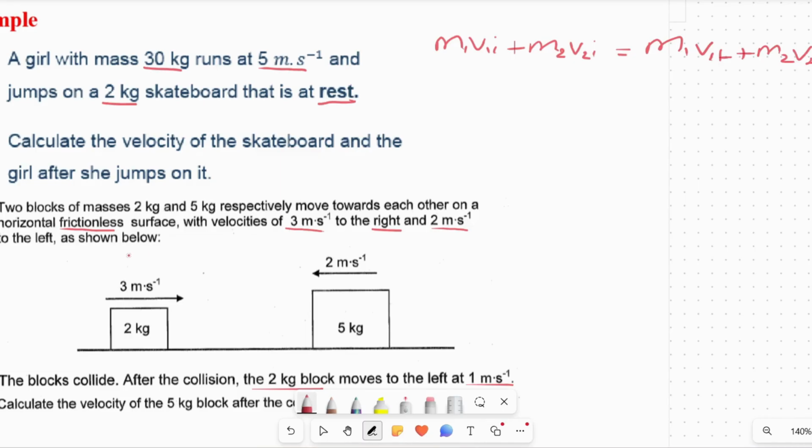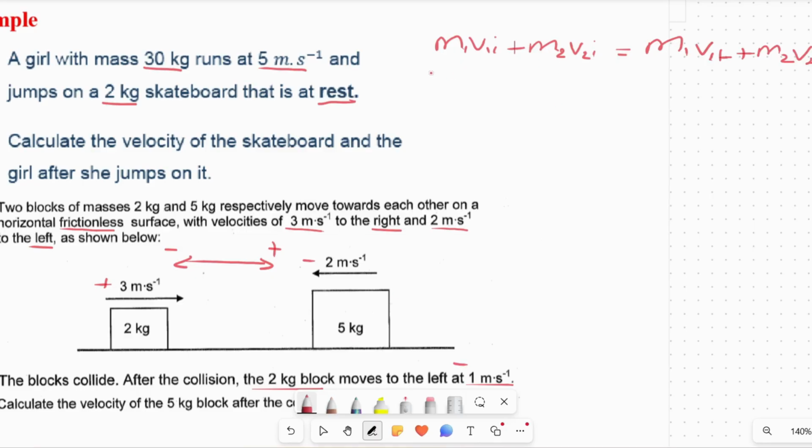I got the right, I got the left. So now you can use your own sign convention here. In most cases we prefer right as positive and left as negative, though it doesn't matter if you prefer otherwise. So this is going to be plus, this is going to be minus, this is going to be minus because it goes to the left.